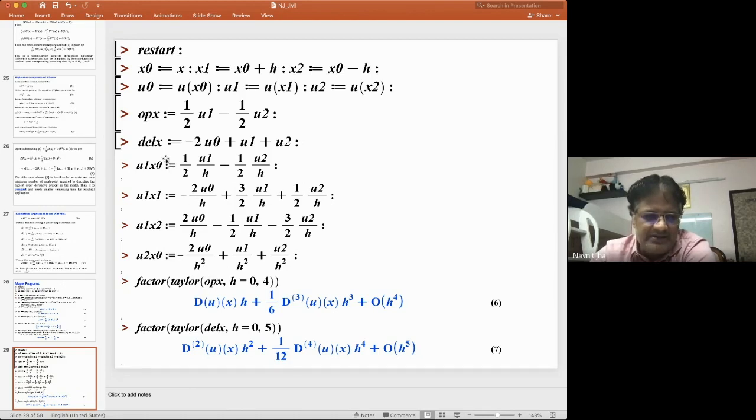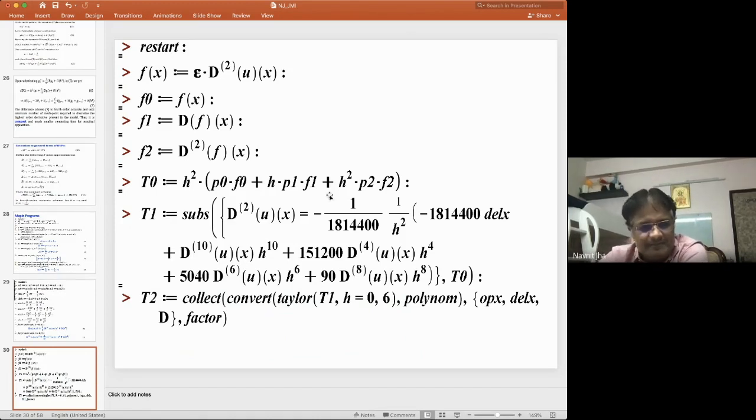When we expand this OPX and del x, we are getting the first derivative into h plus order h cube, and the second derivative into h square plus order h4. So this is basically giving us the first and second derivative.